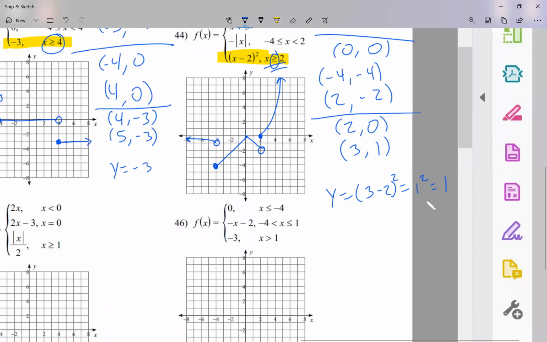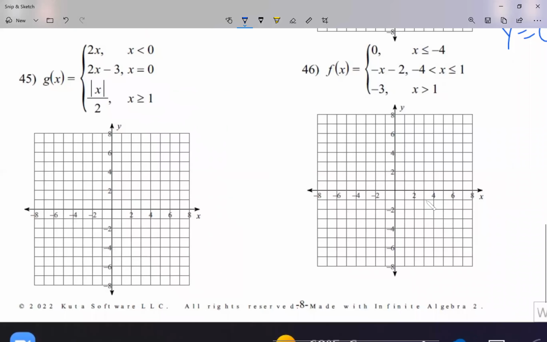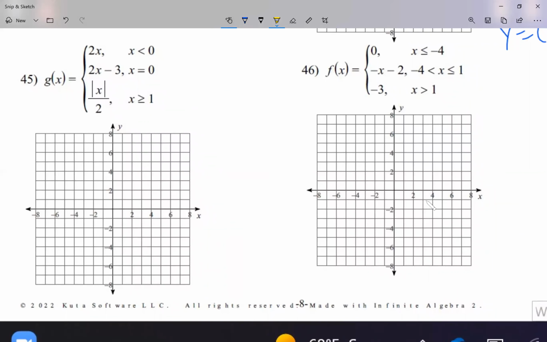All right, let's take a look at question number 45. My first equation, I'm looking at this as y is equal to 2x. The highest exponent is 1, right? So expect a line, either going up or going down. My first point that I'm going to choose is, what if x equals 0? I have to choose x less than 0, so what if x equals -1?